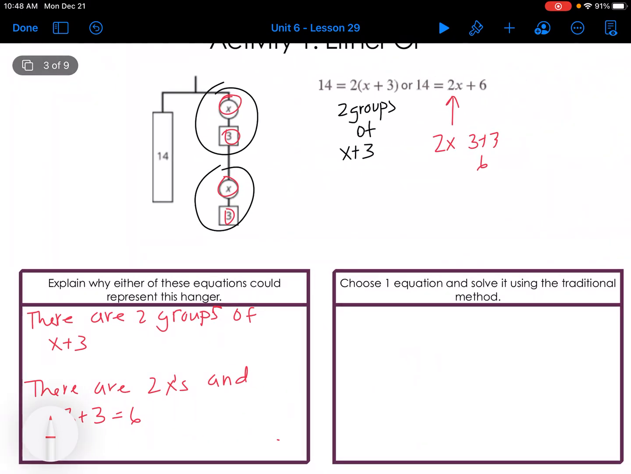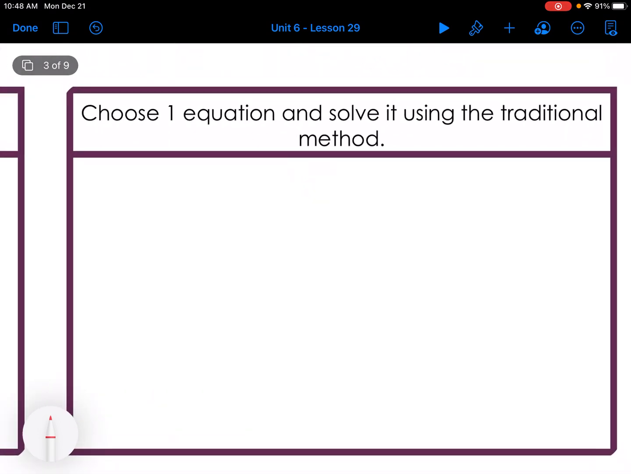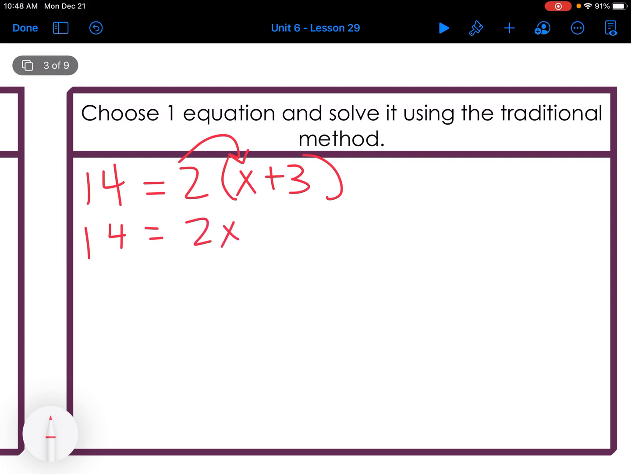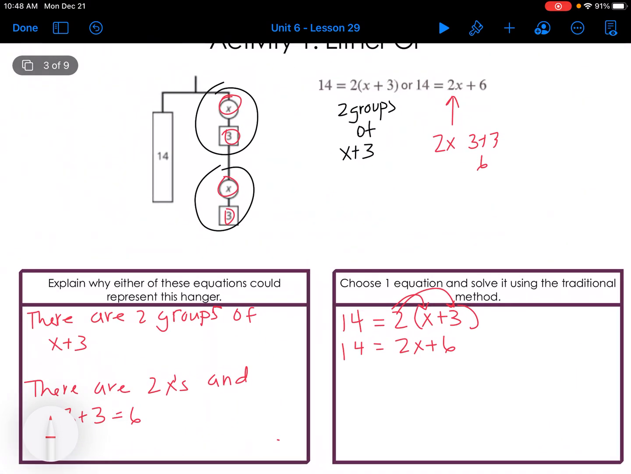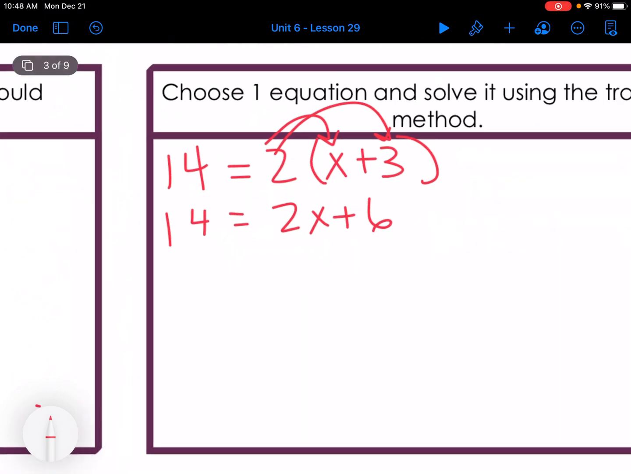Okay, choose one equation and solve it using the traditional method. So I'm going to go with the first one just because I think that's the one you guys are going to struggle the most with. So 2 times x is going to give me 2x, and 2 times 3 is going to give me 6. So that gives me the same equation as the second one. If you look at it, this is just the next step. It's the next progression. So they're exactly the same.